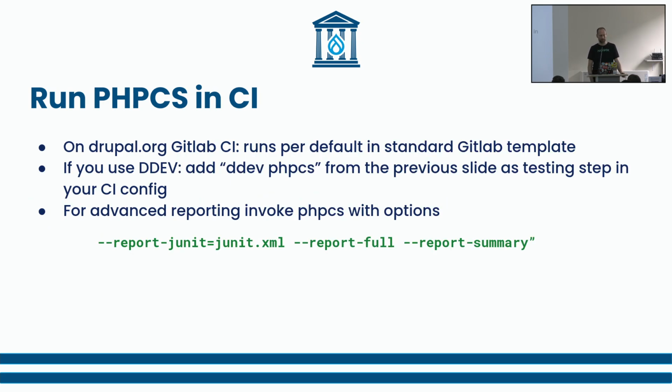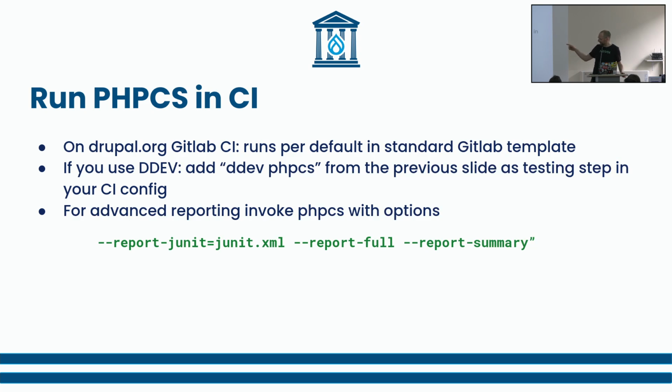It's also very important to run PHPCS in CI, then you can make sure that you don't have any coding standards regressions. This is automatically done on drupal.org GitLab. In the standard template, if you use that, it's executed, so that's very good. If you use DDEV, you can just run this command, ddev phpcs, as one of your commands in your continuous integration configuration, so it's very easy to integrate.